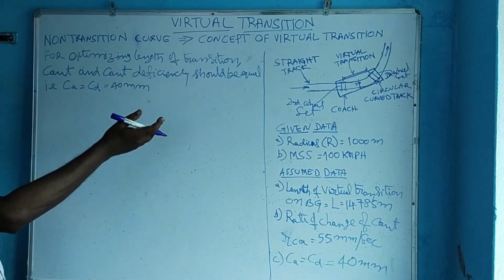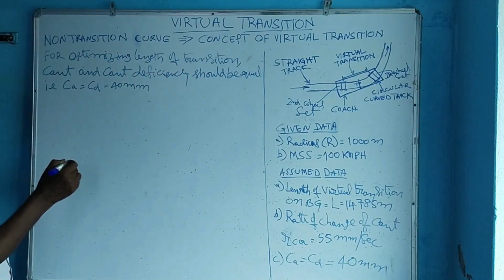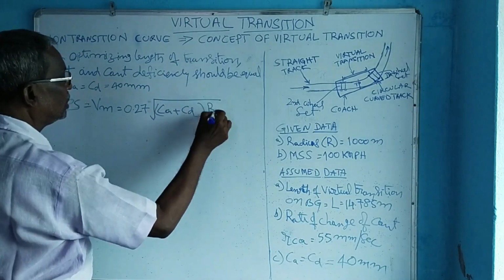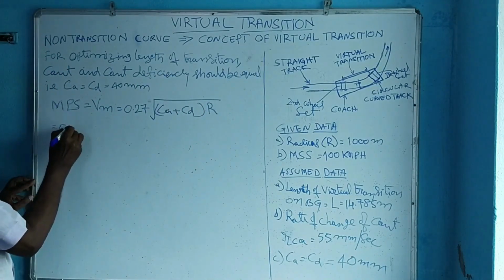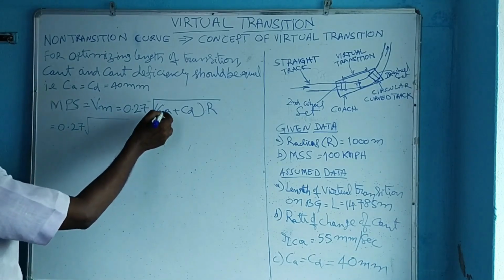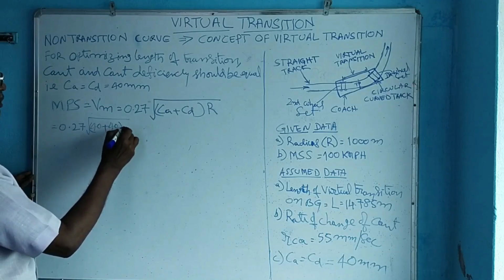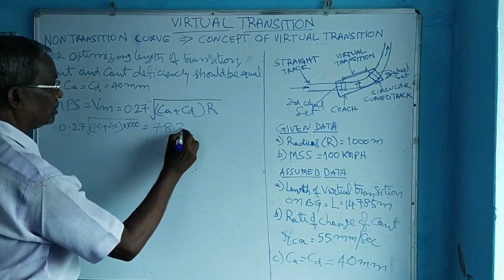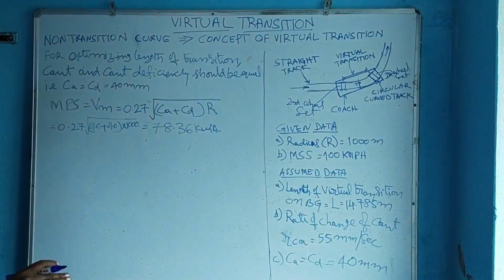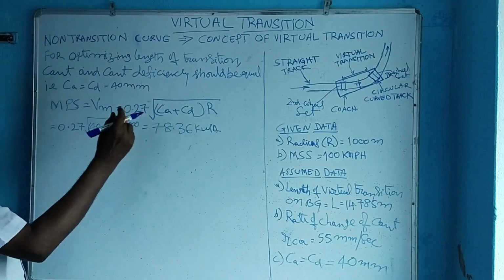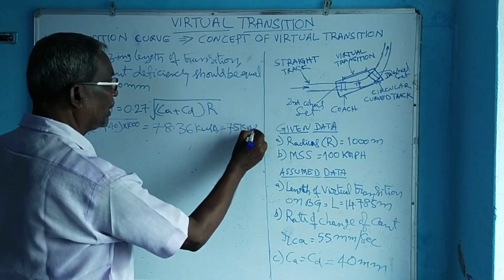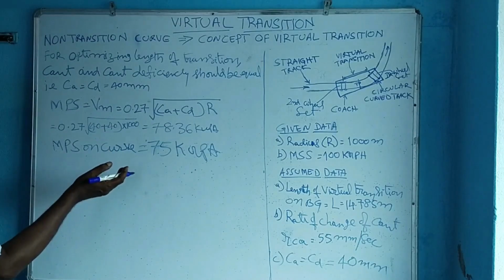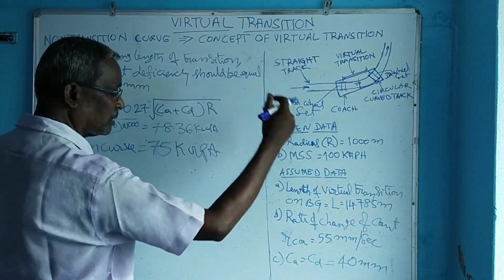Therefore, maximum permissible speed on a non-transition curve, that is a curve with virtual transition, is 0.27 square root of CA plus CD into R, that is 0.27 square root of CA 40 mm plus CD 40 mm into R 1000. After simplification, 78.36 kmph. Speed is always rounded down to a lower multiple of 5, that is 75 kmph. Maximum speed on the particular curve is 75 kmph. This is less than the MSS, so a permanent speed restriction will occur here.